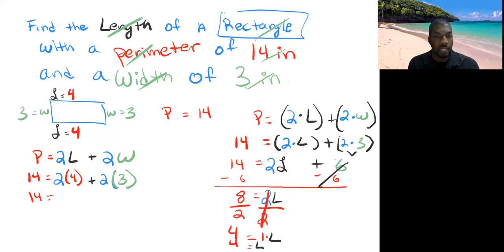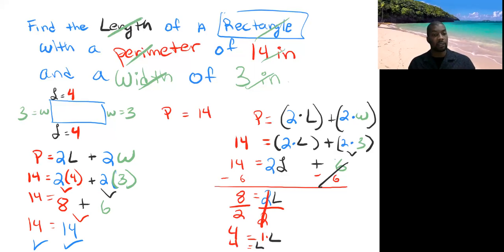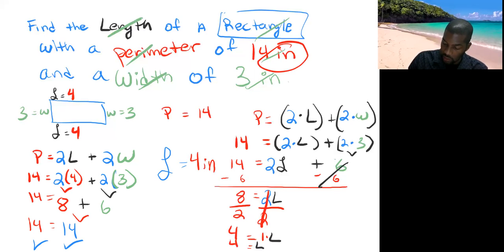Now let's do PEMDAS. I don't have parentheses. I don't have exponents. I do have multiplication. 2 times 4 is 8. 2 times 3 is 6. Now I use addition. 8 plus 6 is 14. Does 14 equal 14? Yes, it does. And so it works. So we know for a fact now that the length, or one side length, is worth 4. For what? 4 inches.